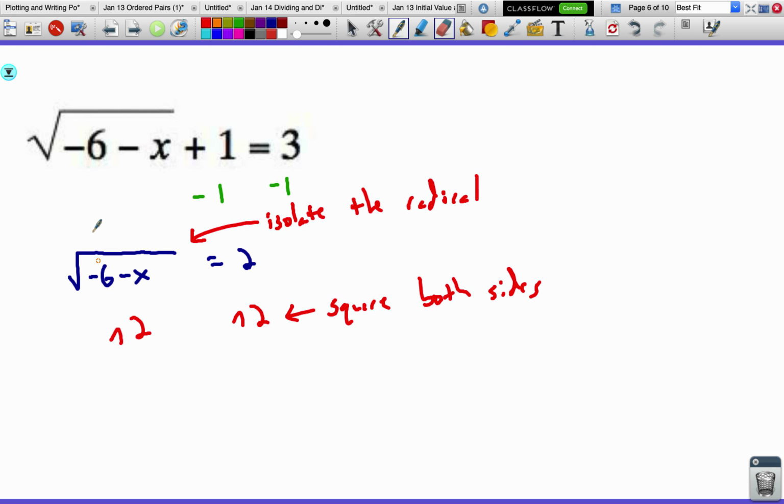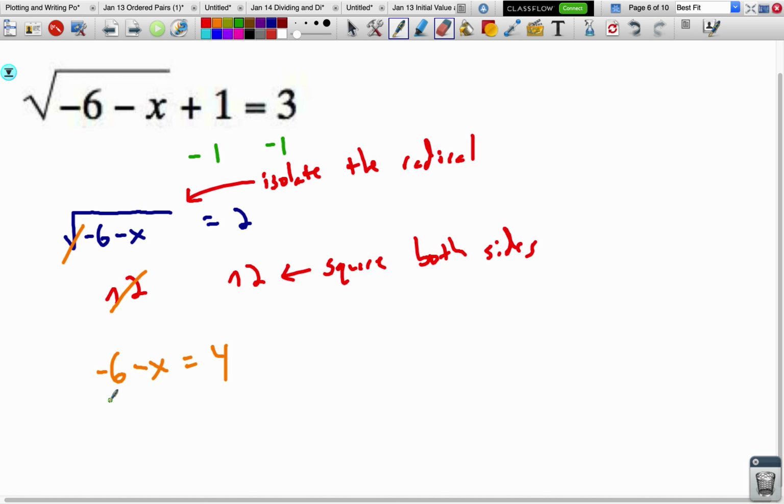All right, when this side's all underneath the square root and then I square it, the square root and the squared cancel out, and I get -6 minus x equals 2 squared, which is 4. Now I've got a nice linear equation I can solve. I can add 6 to both sides. I get -x equals 10, divide both sides by -1, and get x equals -10.